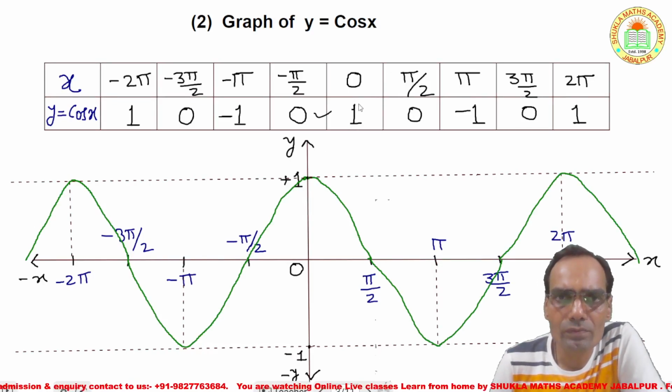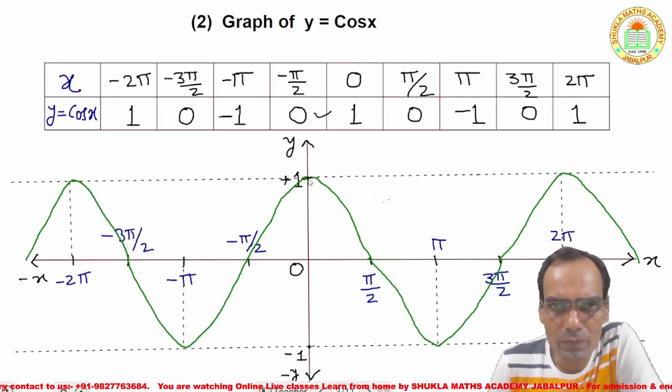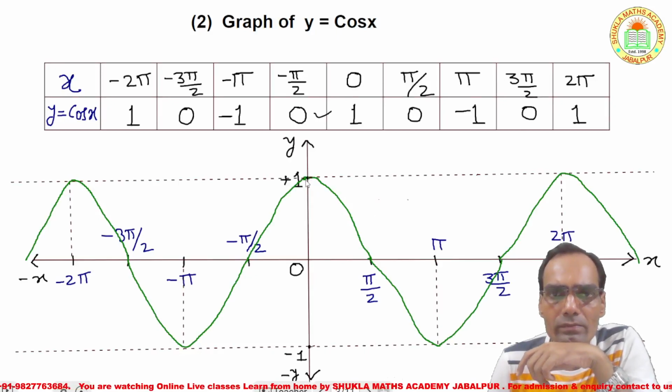So now see that we are starting from 0. So cos 0 is 1. So our graph is starting from +1 because its value at the point x equal to 0 is 1, right? And now the next value is plus pi by 2.